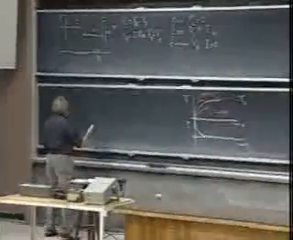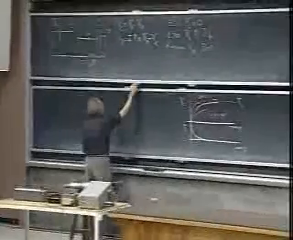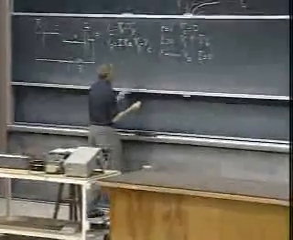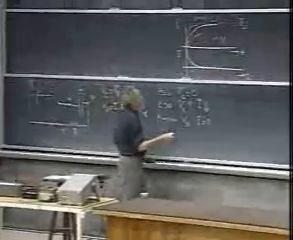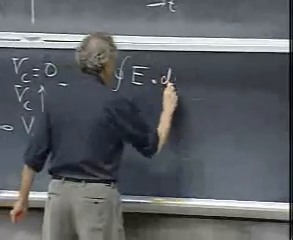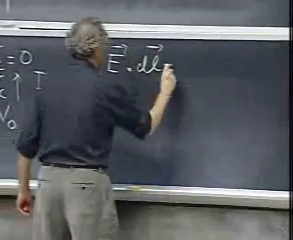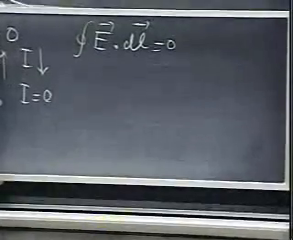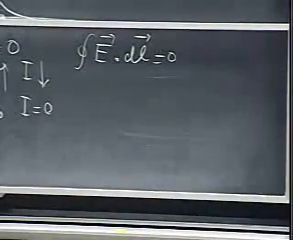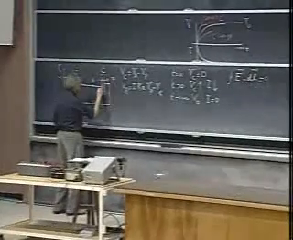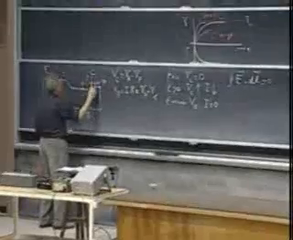The closed loop integral of E dot dl happens to be 0, which will make Mr. Kirchhoff very happy. The closed loop integral of E dot dl in this circuit is 0. Mr. Faraday is happy and Mr. Kirchhoff is happy. There is no magnetic flux change here. We don't have self-inductances. The electric field inside the capacitor is in this direction, from plus to minus.